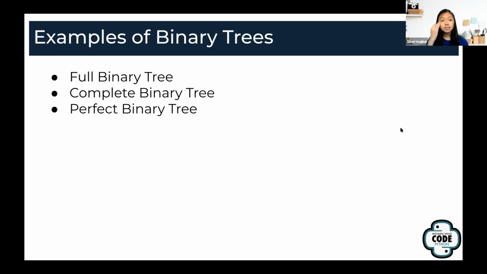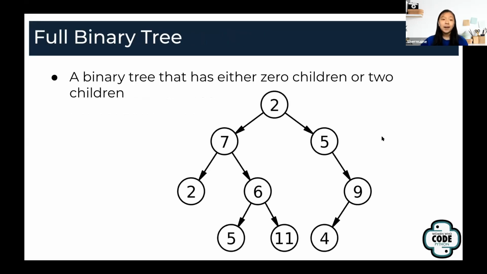So now let's look into some examples of binary trees. So we have full binary tree, complete binary tree, and perfect binary tree. But what do all of these binary trees mean? So a full binary tree is a binary tree that has either 0 children or 2 children. So this is how a full binary tree looks like. So your parent node 2 has 2 children, 7 has 2 children, 6 has 2 children.